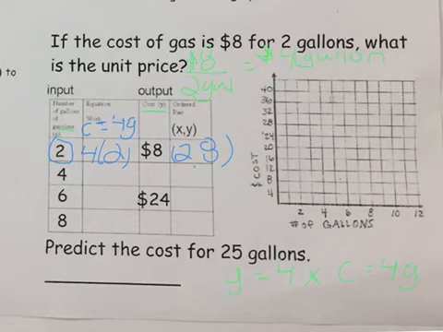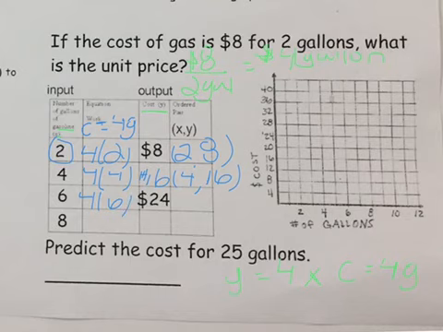Then I'm going to go ahead and take my unit rate 4. That's not changing. That's constant. My gallons, or how many gallons I have, is what's changing. 4 times 4 is going to give me $16. So my new ordered pair is 4, 16. Now I'm going to take that constant rate of 4 and multiply it by my new G and get 24, which is my cost. My ordered pair is going to be 6, 24.